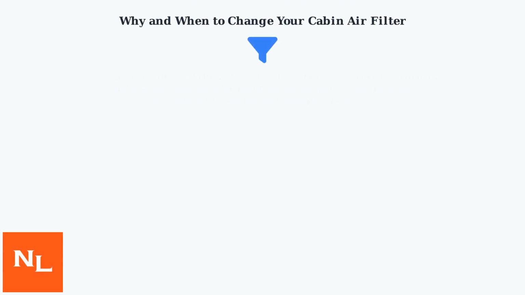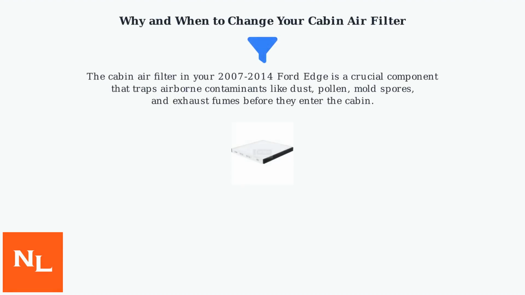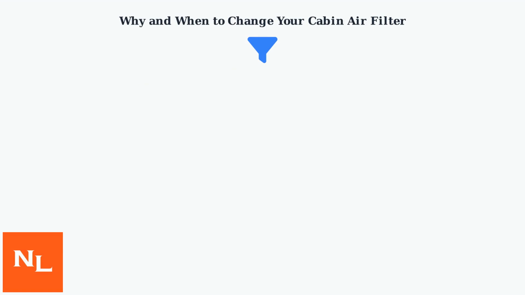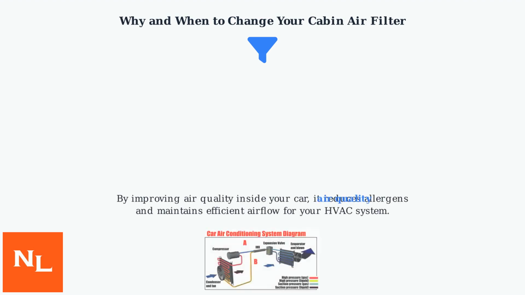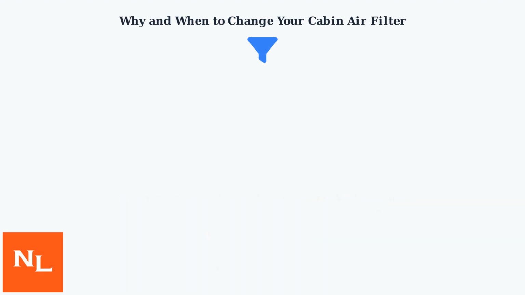The cabin air filter in your 2007-2014 Ford Edge plays a vital role in maintaining clean air inside your vehicle. This filter traps airborne contaminants like dust, pollen, mold spores, and exhaust fumes before they can enter the cabin through the HVAC system. By filtering out these pollutants, it improves air quality, reduces allergens, and helps maintain efficient airflow for heating, ventilation, and air conditioning.